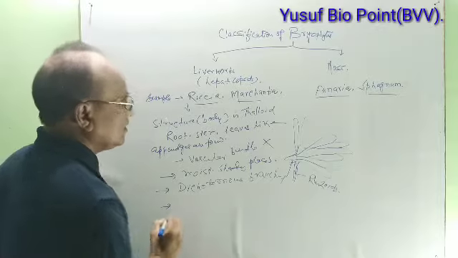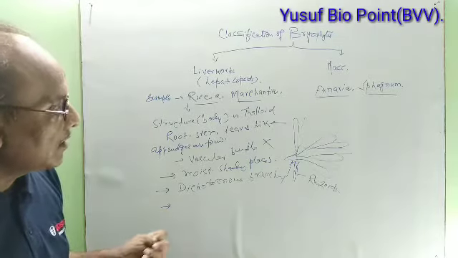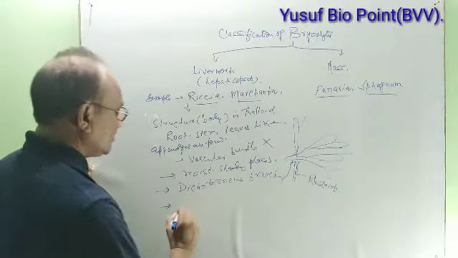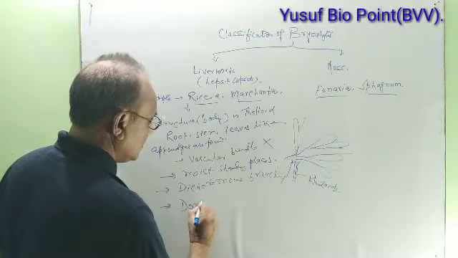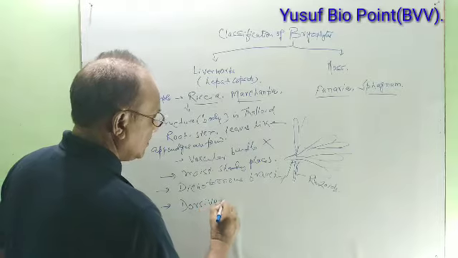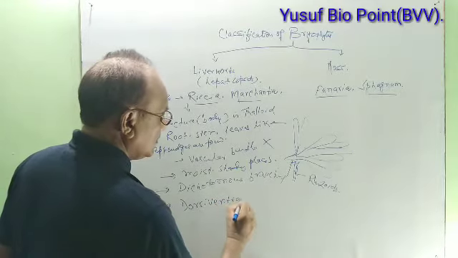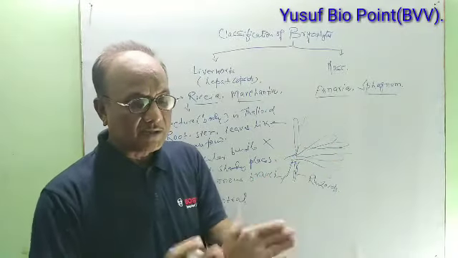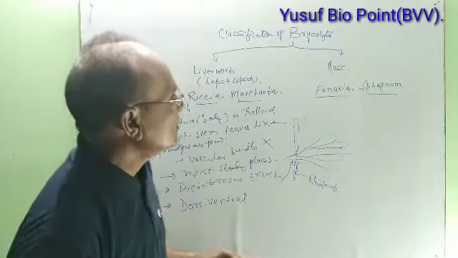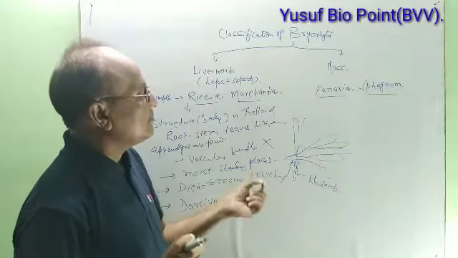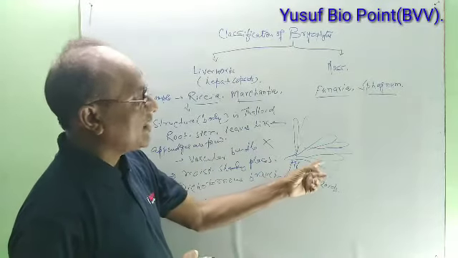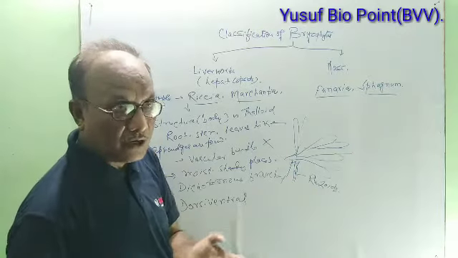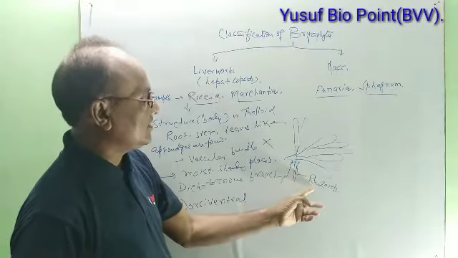The next one, it is dorsiventral. Means both sides are different. On one side, there is a scale-like or leaf-like appearance. On the other side, it is attached to the soil, and so rhizoids are present.